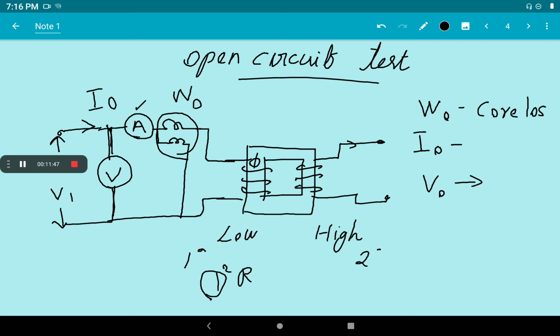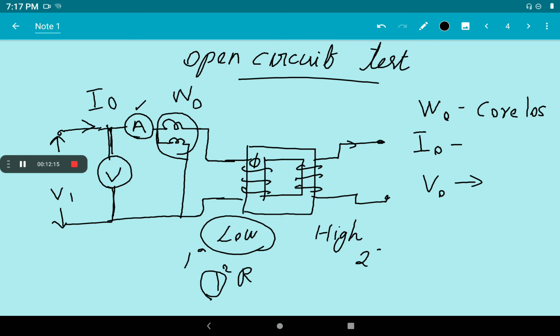How do we do this test? We connect the circuit as per the circuit diagram, that is, a voltmeter in parallel to the supply and an ammeter in series. On the primary side, usually the low voltage side is selected as primary and the high voltage side is kept open. Always remember this: the current will be high on the low voltage side, but we apply rated voltage when doing the open circuit test.